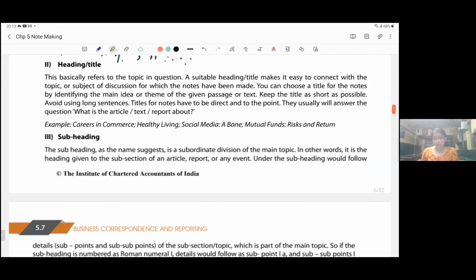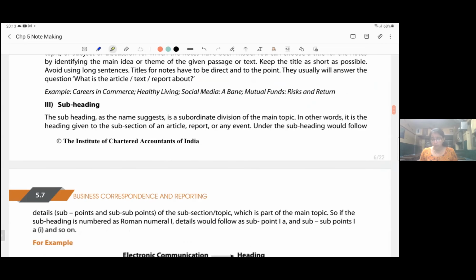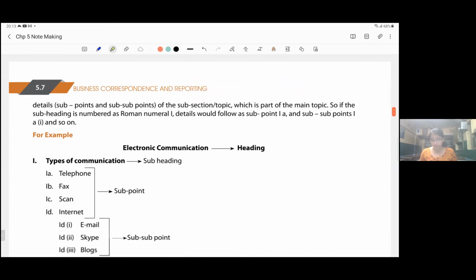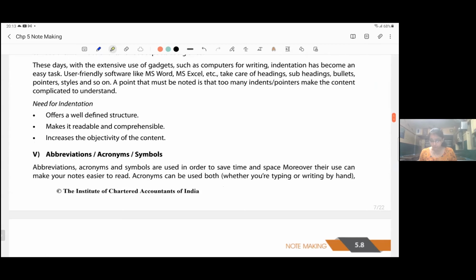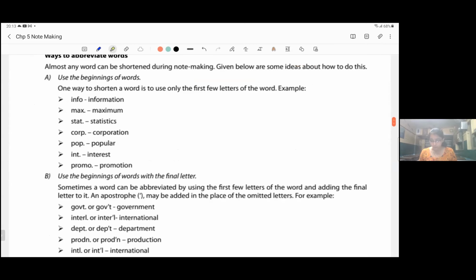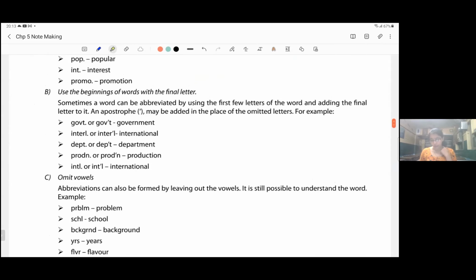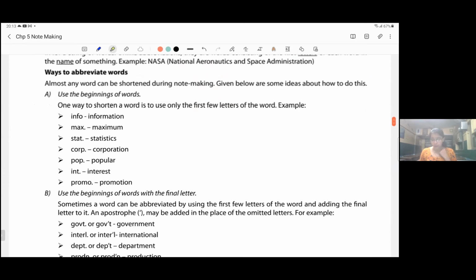Now here, heading, subheading, what and how you all will give, just go through it. See, here abbreviations are already given.